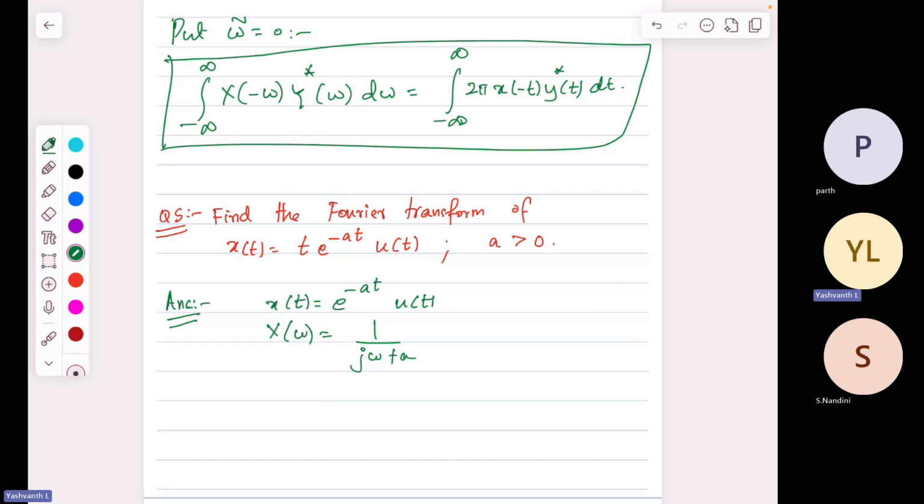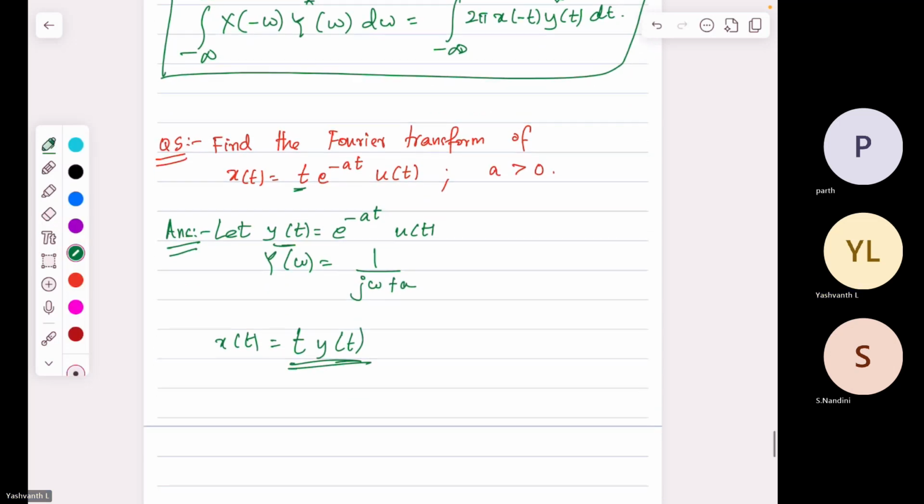Now I'm asked to find the Fourier transform of t into x of t. Let me call y of t equal to e power minus at u of t. Then Y of omega is equal to 1 by j omega plus a. Then basically the given x of t is nothing but t into y of t. So I need to find the Fourier transform of t into y of t.